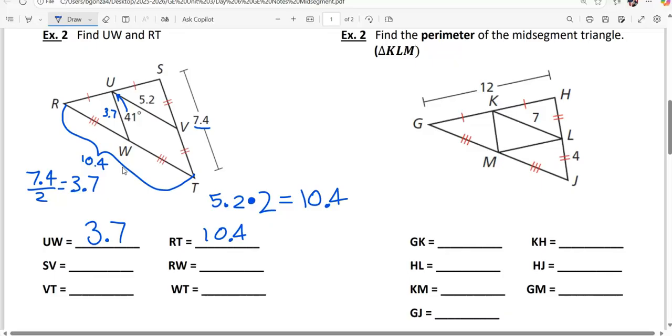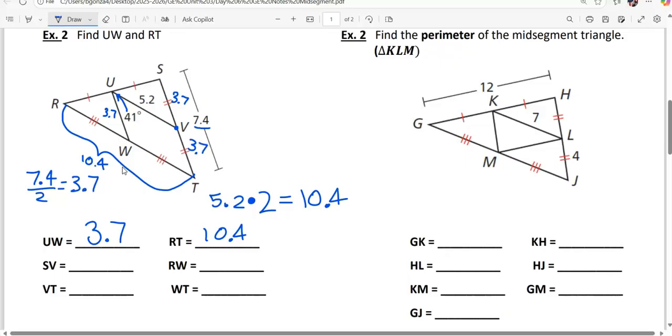Now, SV. Do y'all see how V is a midpoint, cutting it in half? How can I figure out SV if the whole thing is 7.4? I need to find half of 7.4. And don't I already know what that is right here? It's 3.7. And the other half has to match. That's also 3.7.